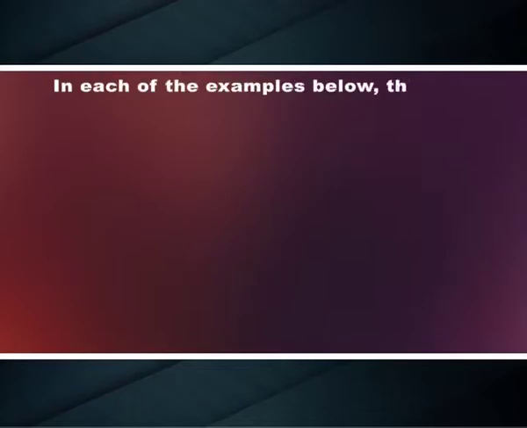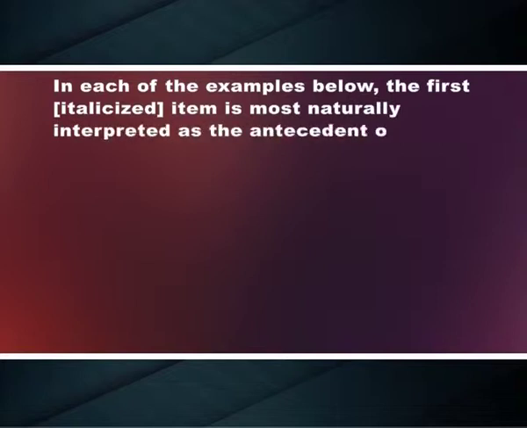Personal pronouns and antecedents. Personal pronouns are usually definite. Being definite, third-person personal pronouns are normally only used when the person or thing they refer to has already been mentioned in the conversation or written text. The noun phrase in the previous conversation or written text which refers to the same person or thing as the personal pronoun is called the pronoun's antecedent. In each of the examples below, the first italicized item is most naturally interpreted as the antecedent of the later personal pronoun, also in italics.